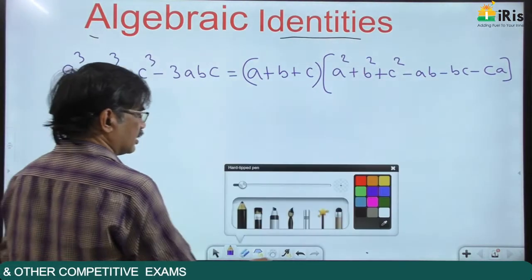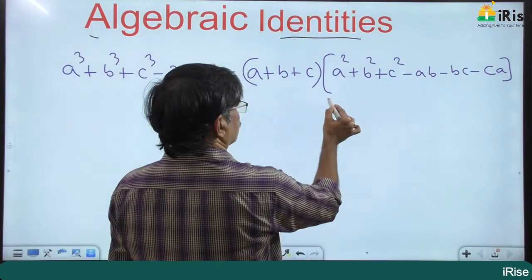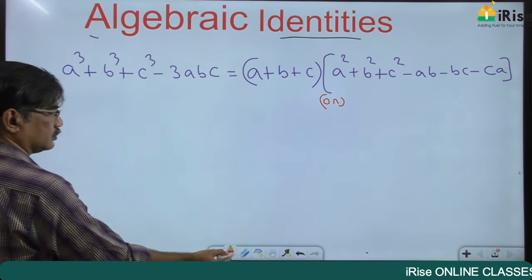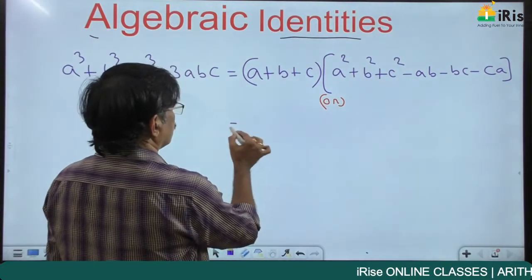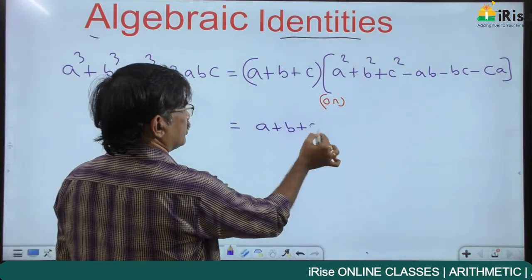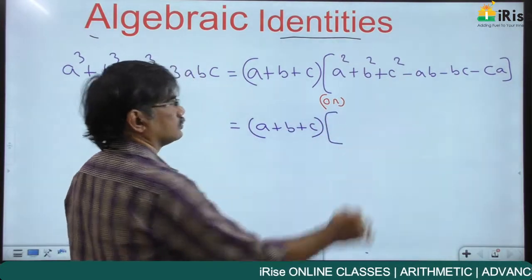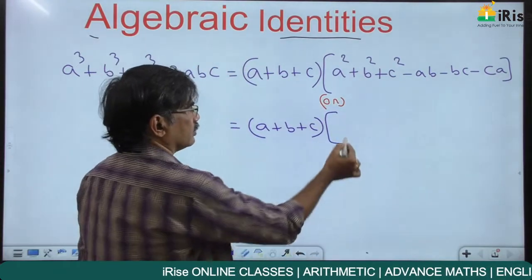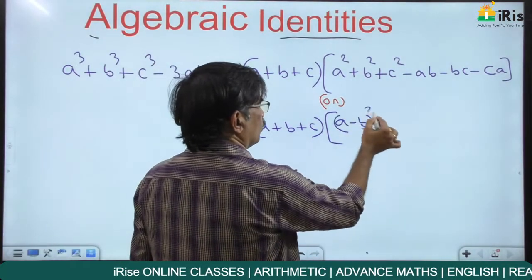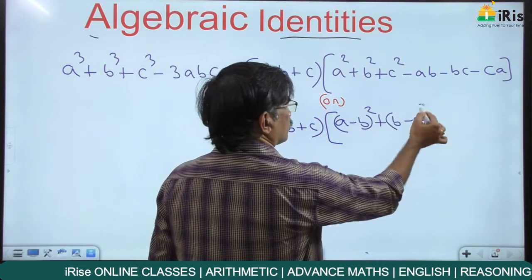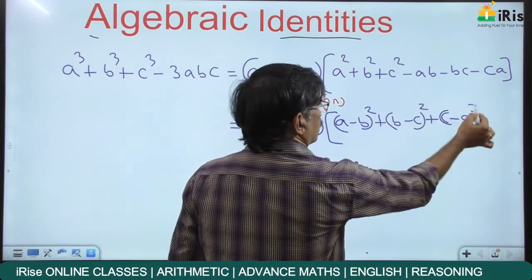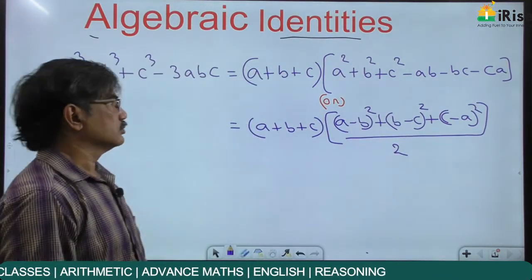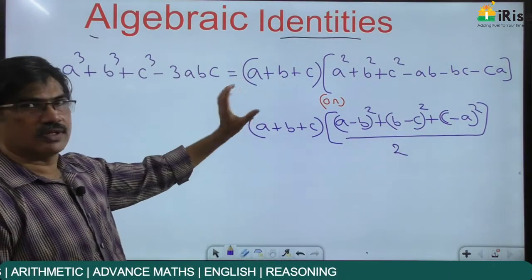And this formula can also be written as A plus B plus C into, already I have given one formula for this, nothing but A minus B whole square plus B minus C whole square plus C minus A whole square by 2. See these two formulae please, very important formula.